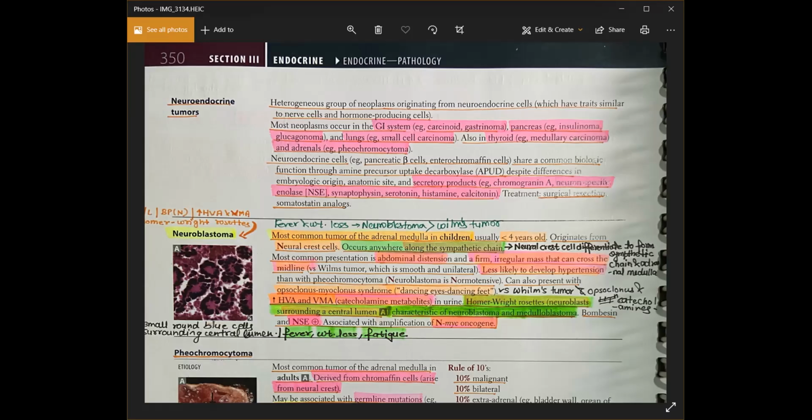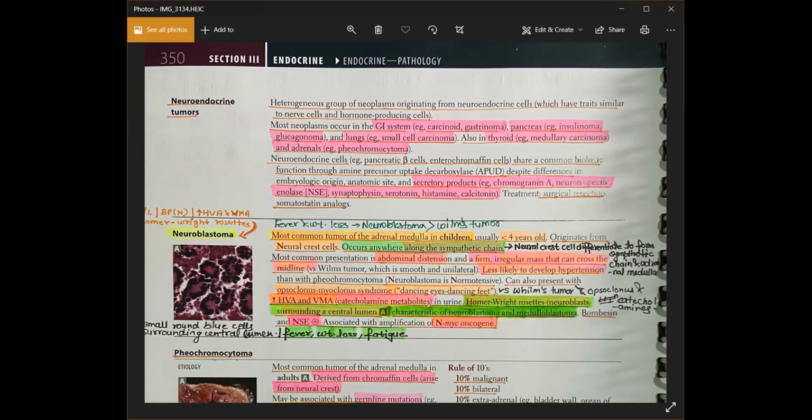Then comes the pancreas. In the pancreas, the insulinoma and the glucagonoma, which are the insulin and the glucagon releasing tumors, are examples of neuroendocrine tumor. Then you reach your adrenals. In the adrenals, the pheochromocytoma, and you can say the neuroblastoma also. These are all examples of neuroendocrine tumor.